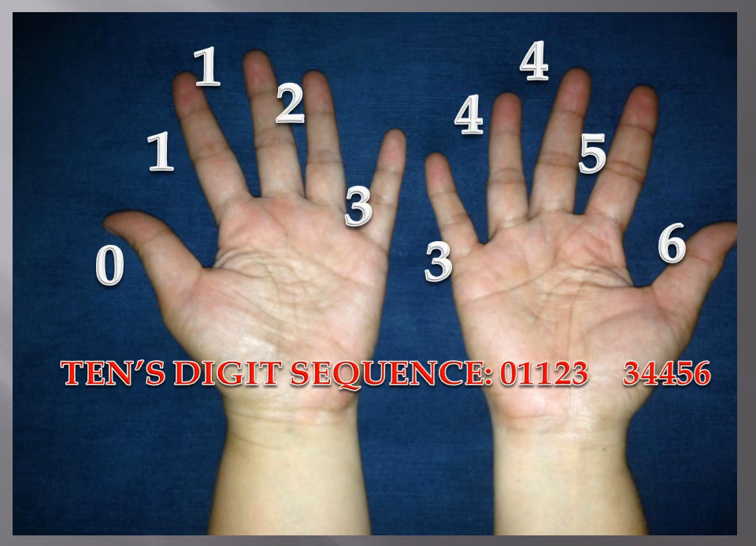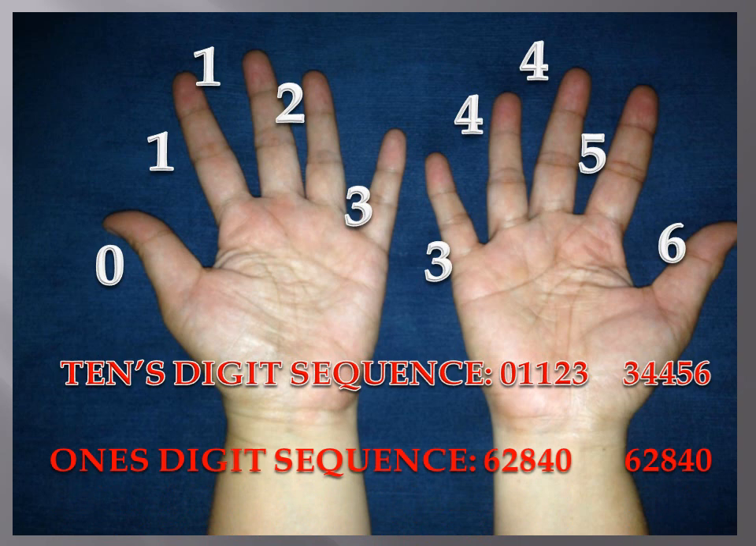I repeat, when dealing with the tens digit sequence, each finger has its own number when it comes to the tens digit. So we start first with 0, 1, 1, 2, 3 for the left hand and 3, 4, 4, 5, 6 for the right hand.